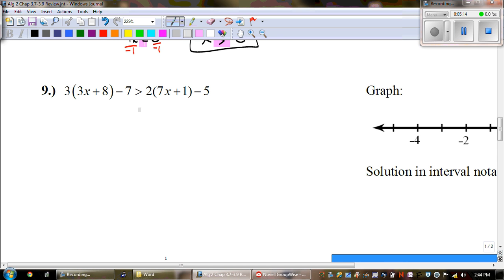Okay. Number 9. The first thing that I notice about number 9 is we've got two things to distribute. 3 times 3 is 9x. 3 times 8 is 24. Minus 7 is greater than. Then over here, we're distributing the 2. 2 times 7 is 14. And 2 times 1 is 2.